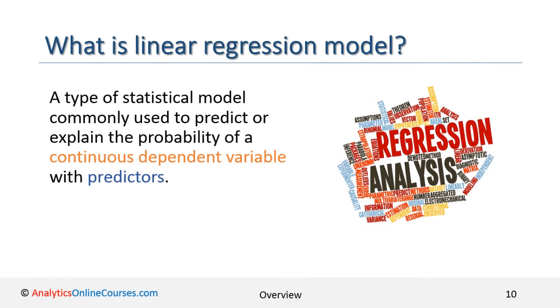What is linear regression model? Linear regression model is a type of statistical model commonly used to predict or explain the magnitude of the continuous dependent variable with predictors. Predict means we'll use the model in the future to score the new data and get the predicted dependent variable score for each record. The predicted score can be used to rank all the individual records so that we can treat them differently.